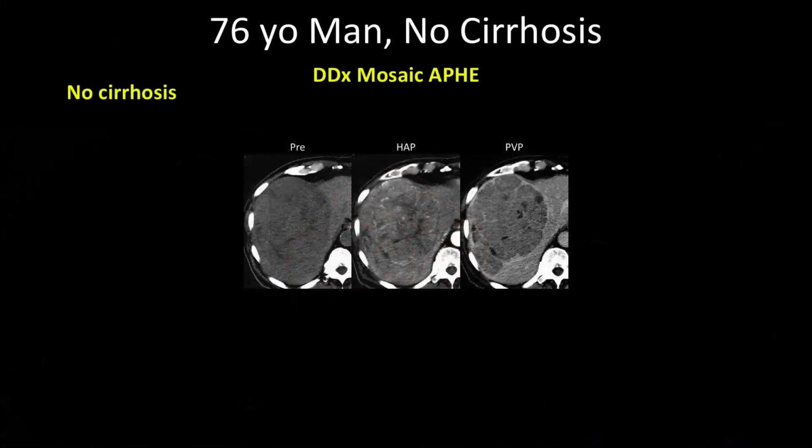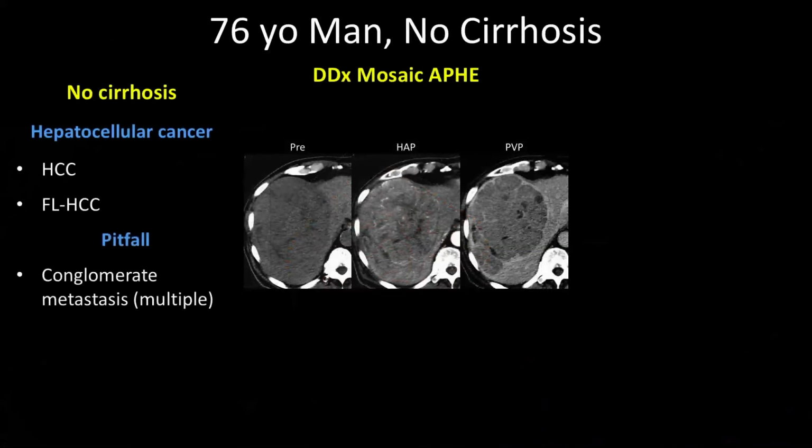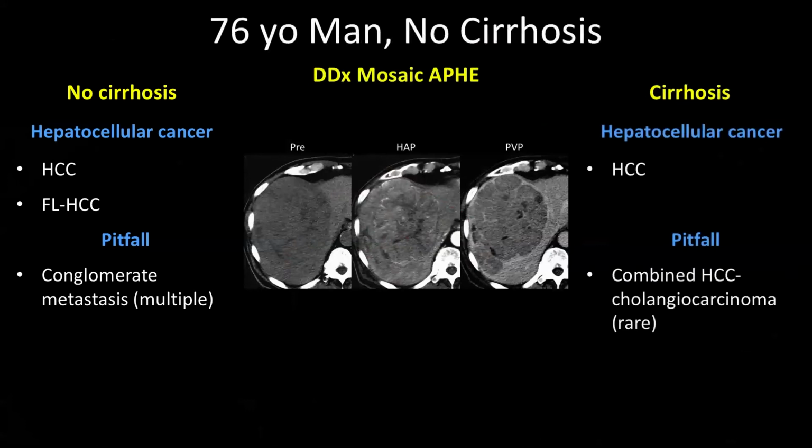What is the differential diagnosis? Well, if the patient has no cirrhosis, then this is a hepatocellular cancer, such as an HCC or a fibrolamellar HCC, or as a pitfall, it could be a conglomeration of multiple metastases altogether. If the patient has cirrhosis, then this is a hepatocellular cancer, it's an HCC. And as a pitfall, it could be a combined HCC-cholangiocarcinoma. So this is our differential diagnosis for mosaic enhancement.